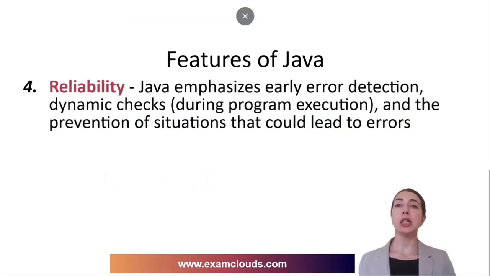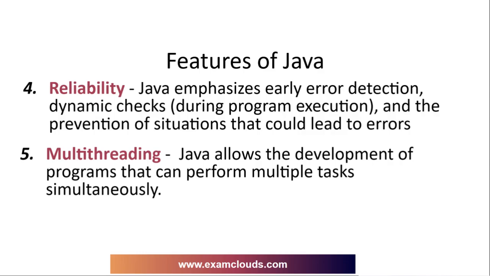Reliability. The Java language places great emphasis on early detection of potential errors, dynamic runtime checking, and eliminating situations that could lead to failures. Multithreading is the ability to implement programs that perform many tasks simultaneously.